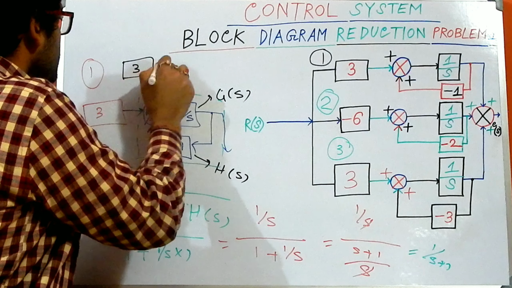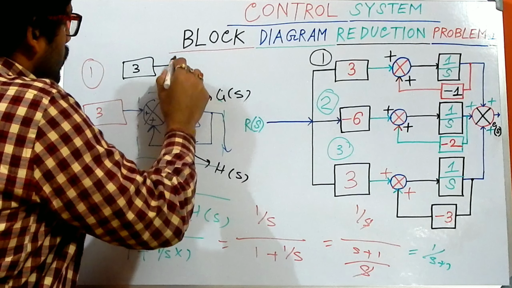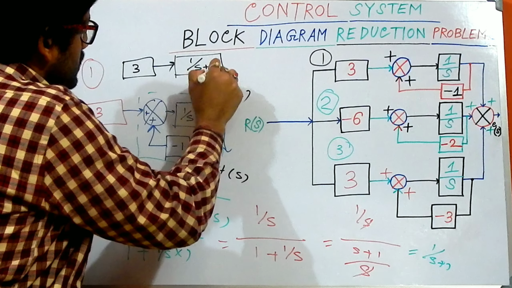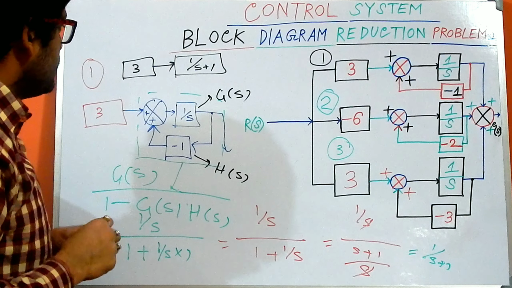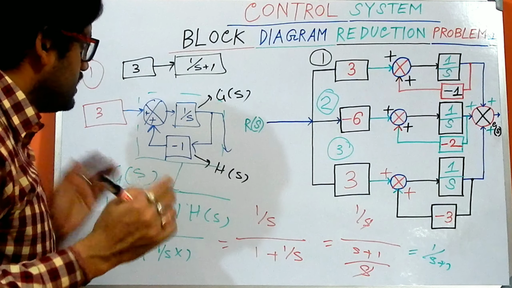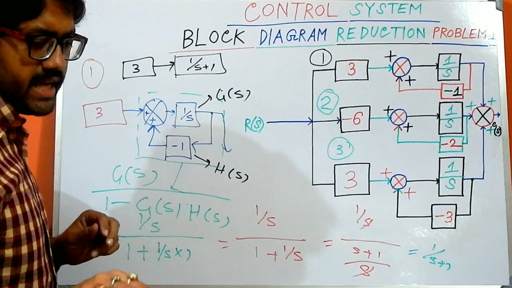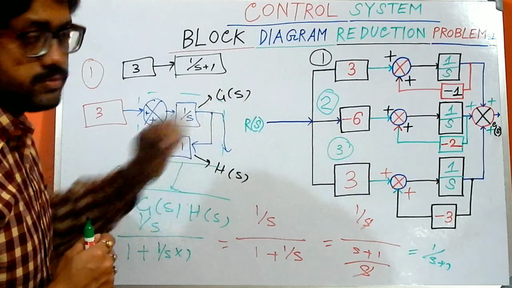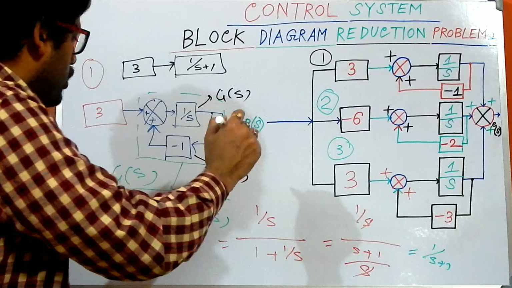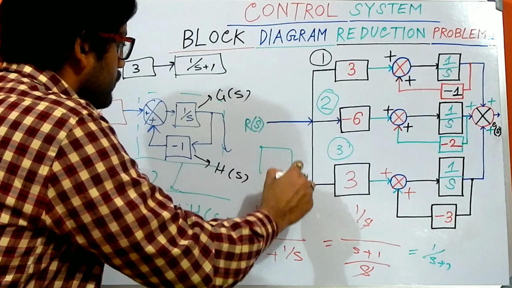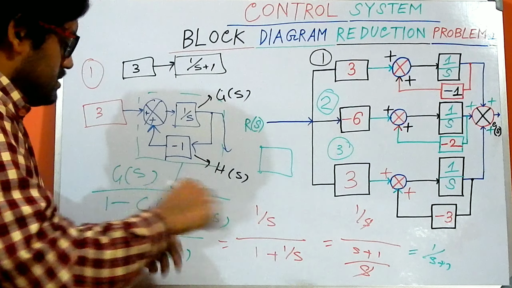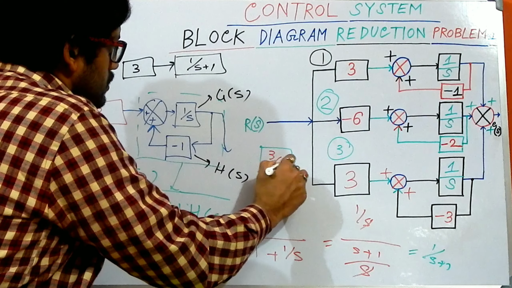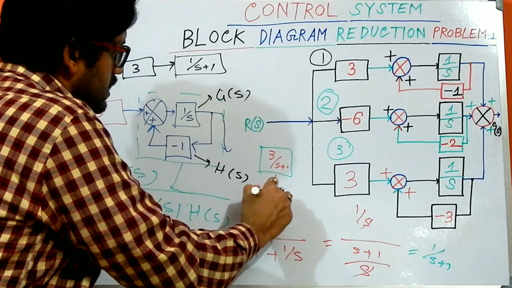So this is 3 and this is 1 divided by s plus 1. And as these two blocks are in series, finally I can make further reduction of this block, and the final block looks like this one. Our final block is this one.